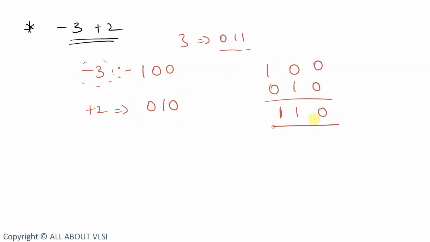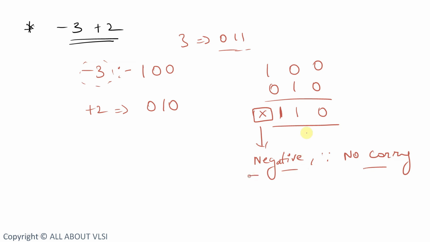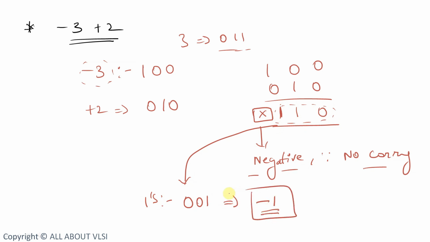So did I get any carry here? No, I'm not getting any carry in this particular case. So I will declare this as a negative number, negative since no carry. If it is a negative number and there is no carry, then we again perform 1's complement on the resultant to find the exact result. So performing 1's complement on this gives 001, and the final answer is minus 1. So this is how I perform 1's complement addition.